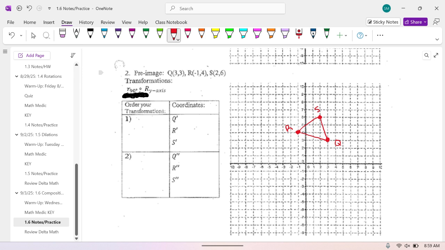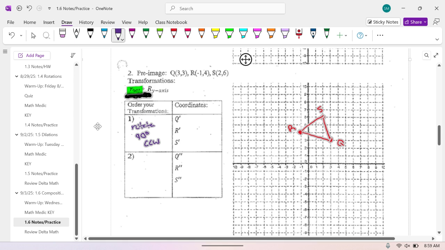So, what is my first transformation listed here? Rotate 90 degrees where? Counterclockwise. Why is it counterclockwise and not clockwise? It's positive. Good. So, first thing, we're going to rotate 90 degrees counterclockwise.